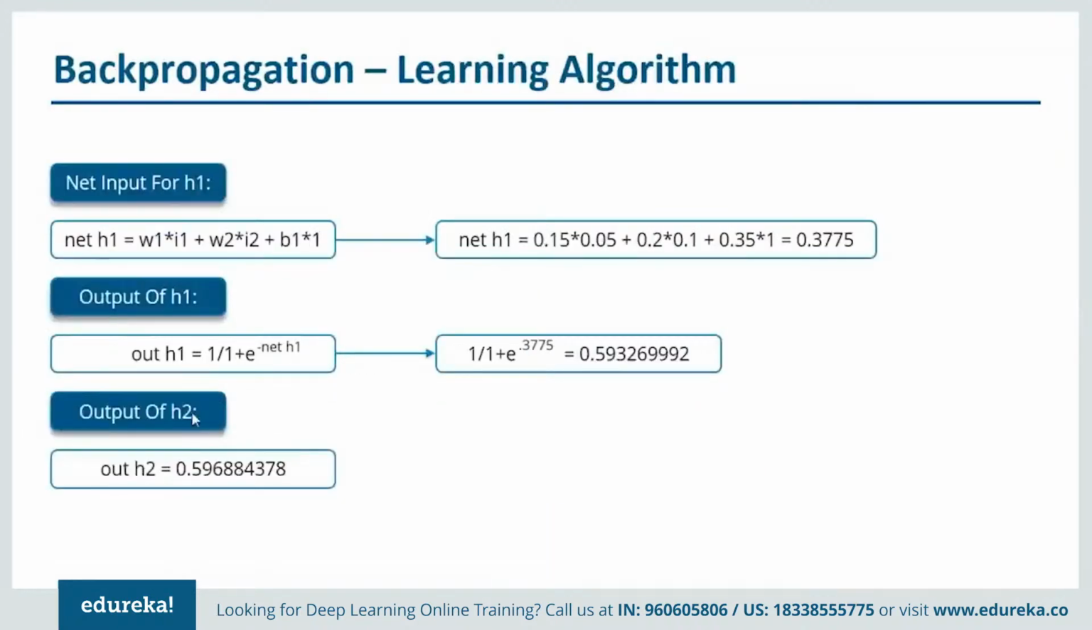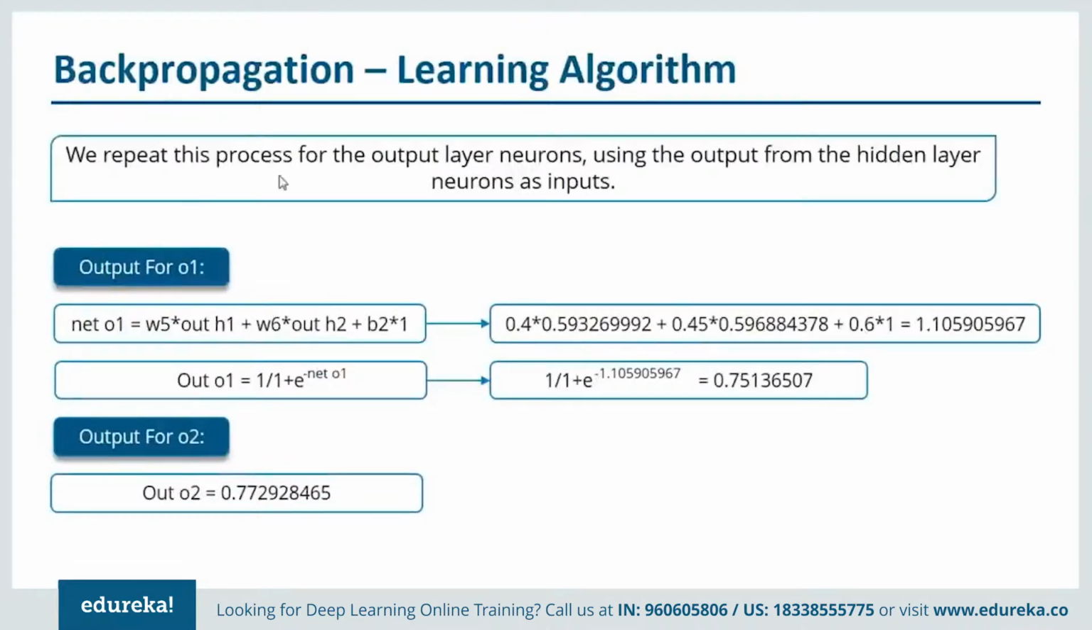Then we're going to calculate the output of H2 similarly, and we get the output as 0.5968884378. Next up, we are going to repeat the process for the output layer neurons as well. So for the output layer, the net input will be W5 into out of H1, W6 into out of H2, plus B2, that is the bias. So we get the output somewhere like this. And then the net output for out O1 will be, after the activation function, 0.751. Similarly, the output for O2 will be 0.77.